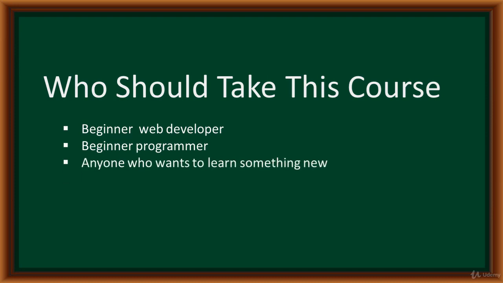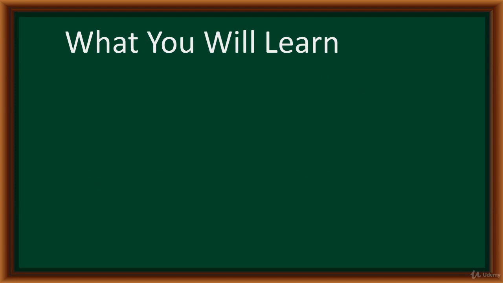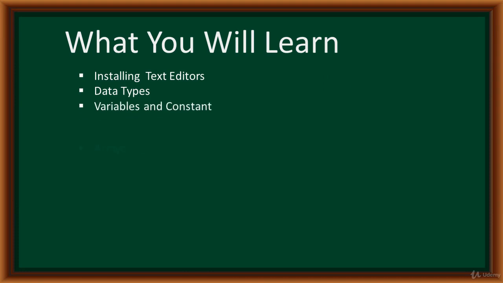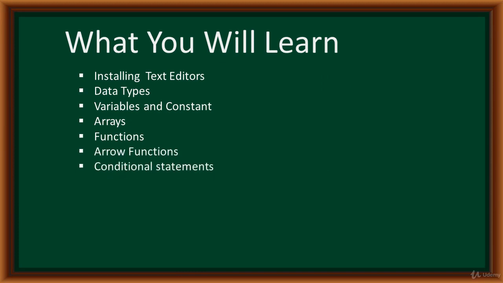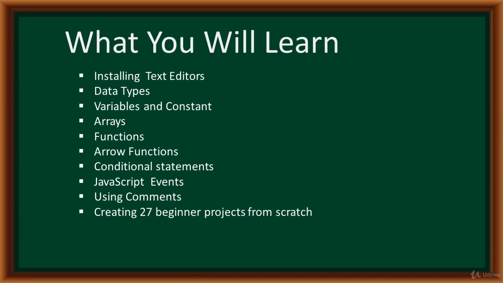Let's take a look at what we are going to learn. So we will begin with installing a text editor. Text editors is where you're going to write your JavaScript code. We look at data types, variables and constants, arrays, functions, arrow functions, conditional statements, JavaScript events, using comments, and we will be creating 27 beginner JavaScript projects from scratch. The best way to learn is by doing, so we're going to create these projects absolutely from scratch.